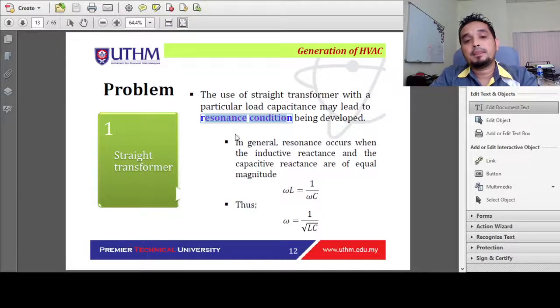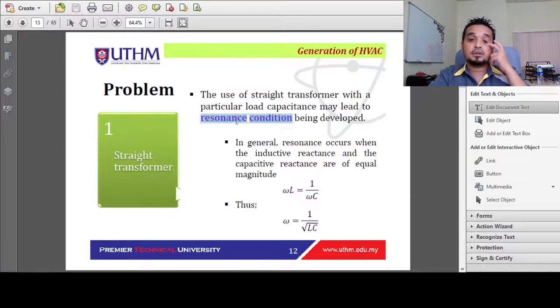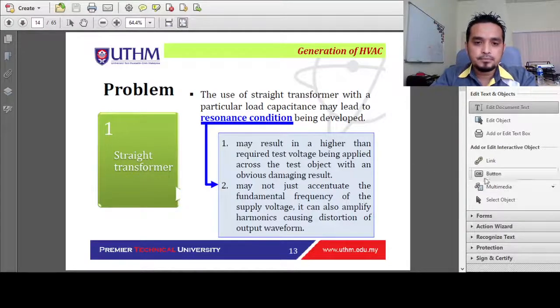How to overcome the resonance problem? Ensure the load capacitance is not matched to the inductive reactance. However, for the resonance condition, we can use the resonance for another purpose. We can take advantage of the resonance phenomenon for other purposes. I will explain later. The use of resonance conditions may result in a higher test voltage being applied across the test object. As I mentioned before, higher voltage magnitude.